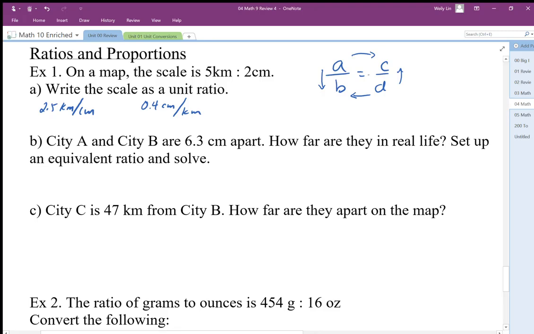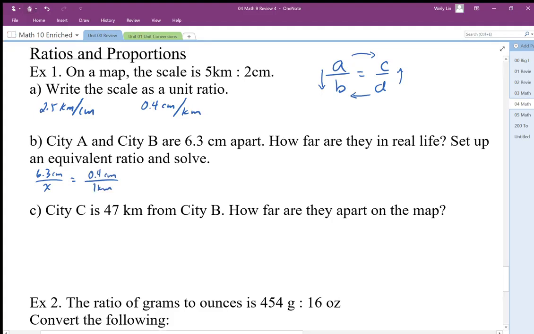Now, again, we can set up this proportional equation to solve these problems. Okay, so we can just say that our map distance of 6.3 centimeters compares to some x. And we know that our map distance, we can use either proportion. So I'm going to use 0.4 centimeters to 1 kilometer and use our proportional equation. So that's one way to do it.